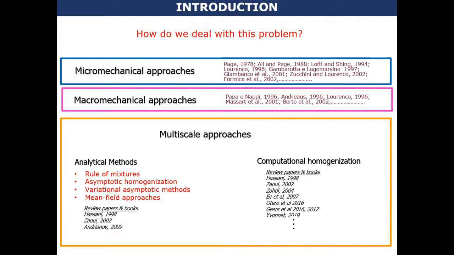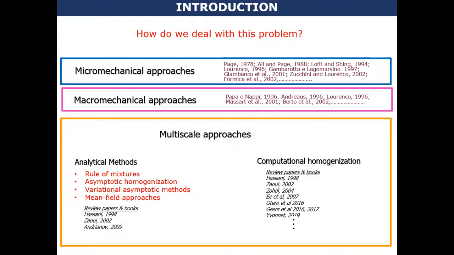There are also, in the analytical methods, the asymptotic homogenization approach, variational asymptotic methods, and mean field approaches. I will not go into detail concerning these last three analytical methods. And here I put just some references to review papers and books. There are hundreds of citations you can find in these multi-scale approaches.